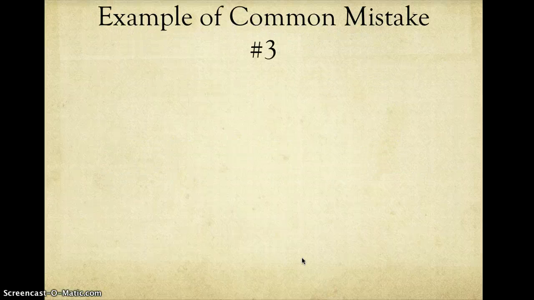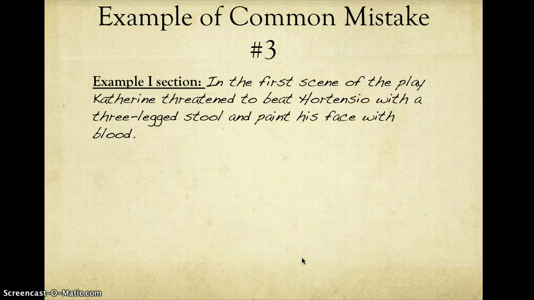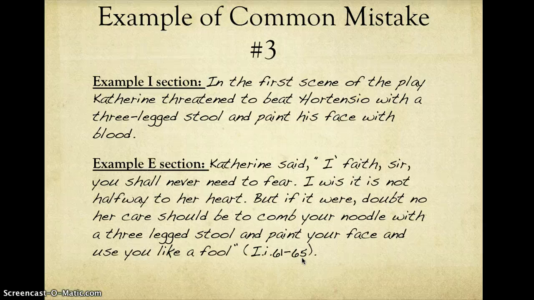Let me give you an example so you know what I'm talking about. Here's an example I section that somebody wrote. In the first scene of the play, Catherine threatened to beat Hortensio with a 3-legged stool and paint his face with blood. Completely and totally accurate. But then the E section right after said, Catherine said, I'faith, sir, you shall never need to fear. I wis it is not halfway to her heart. But if it were, doubt not her care should be to comb your noodle with a 3-legged stool and paint your face and use you like a fool.